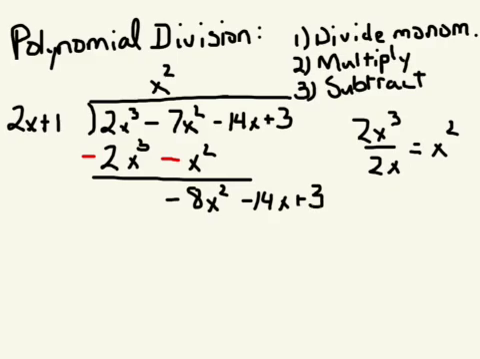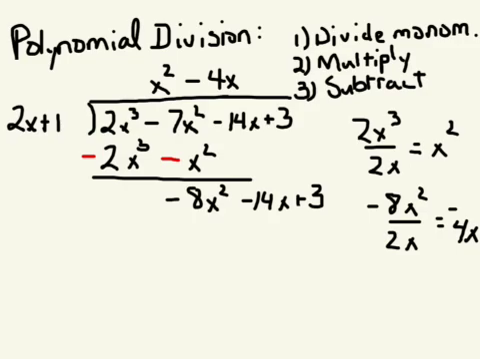And so now I look at the leading term. Negative 8x squared divided by 2x. So negative 8x squared divided by 2x is negative 4x. Getting a little cramped there, sorry. And that's the second term of my answer, minus 4x. So that's the dividing monomials.